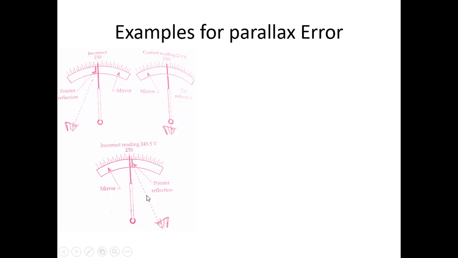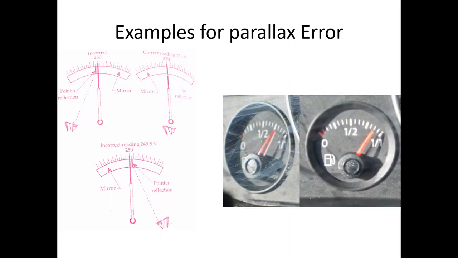In both left and right, you can find some change. In the case of left, you have a higher reading, whereas if the observer is on the right side, you have a lower reading. But the actual value is supposed to be 250. So on the left side it is slightly positive, I mean slightly above 250, and on the right side it is slightly negative, I mean below 250. The same thing you can observe in cars and other analog instruments.